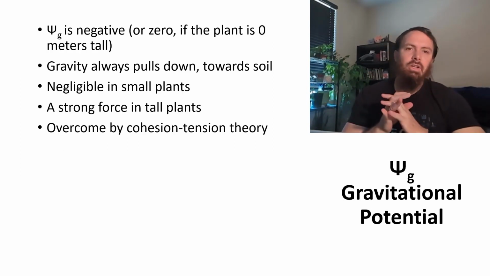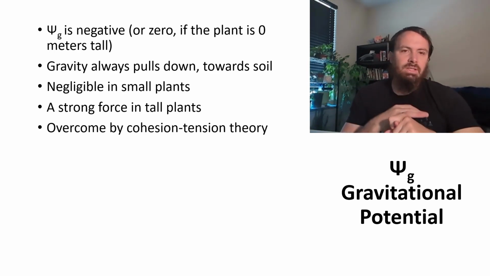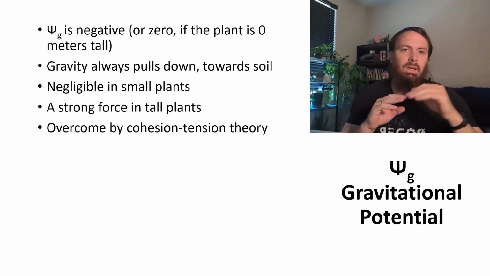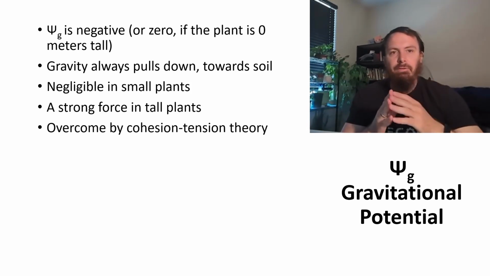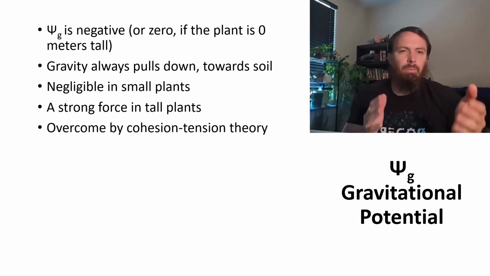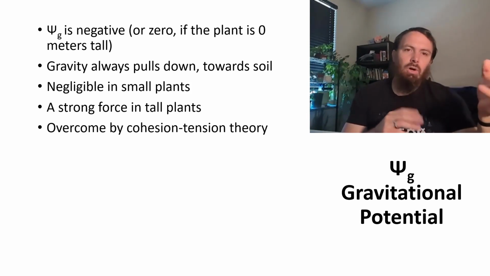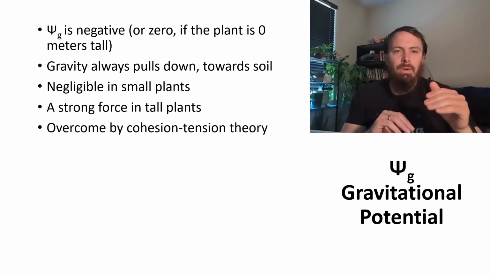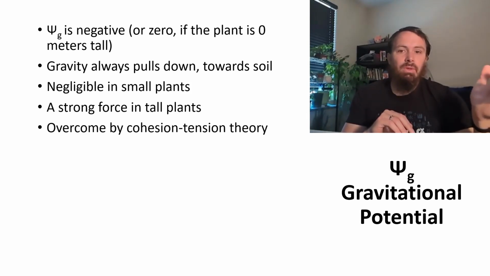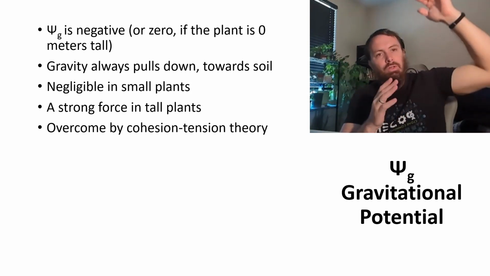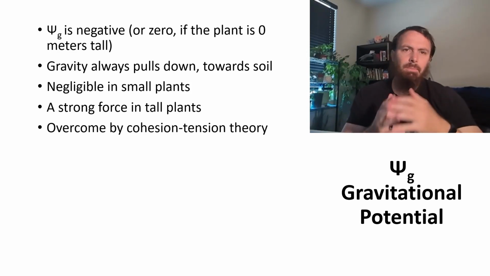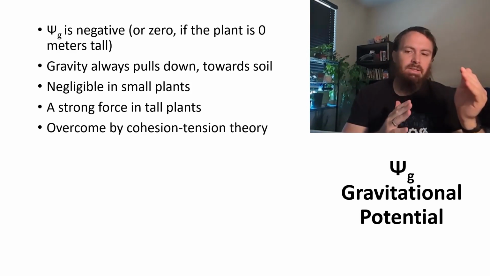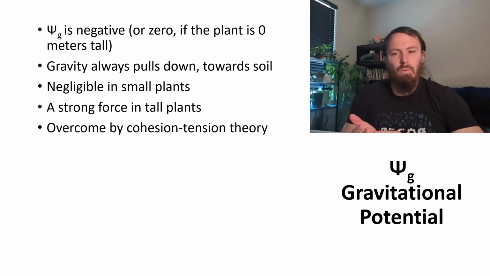So next is gravitational potential. It's always negative, and at ground level, it's 0. So as you go up, it becomes more negative. Now, the downside to gravitational potential, particularly if you're a tall plant, if you're like a meter tall, it's not going to really matter that much. But if you're like a giant coastal redwood, then you are experiencing all of this gravity pulling your water back down towards the soil. And so it's a big problem for big plants, but a negligible problem for small plants.